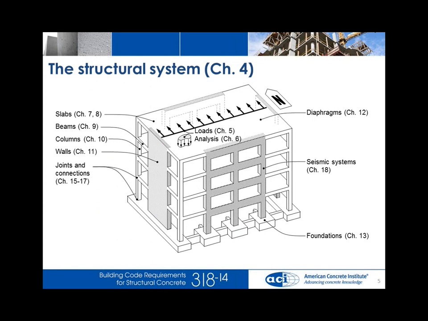The chapter on structural systems doesn't say you have to have all these things, but this code is built around the notion that a structural system is made up of these kinds of elements. And if you use these elements to provide a load path within the building, these are the places you have to go to find the various provisions.